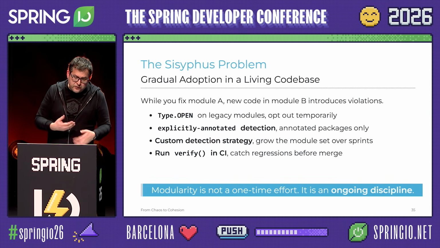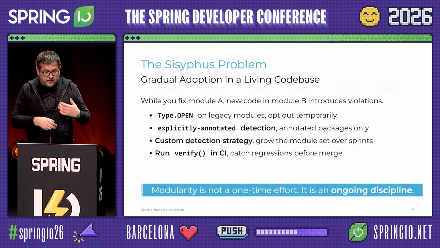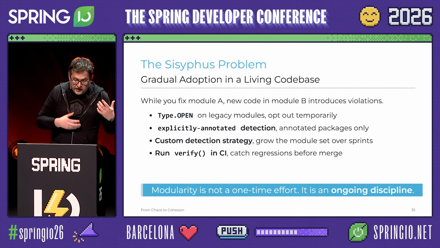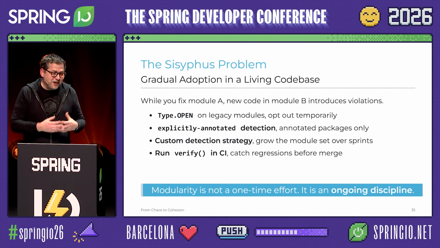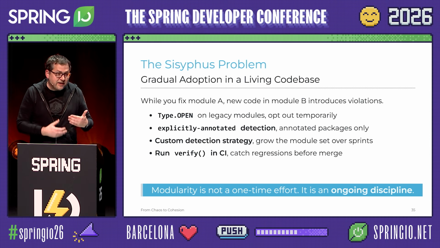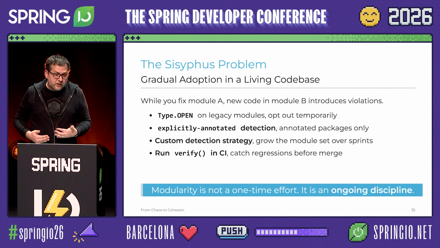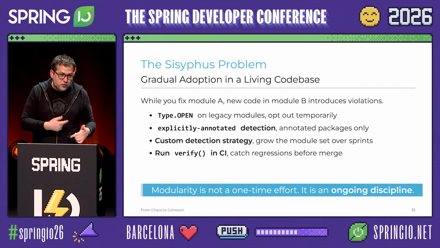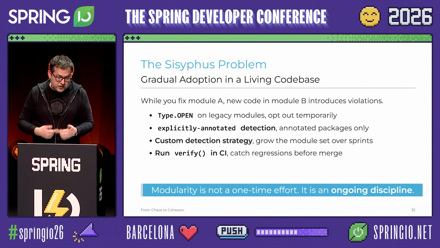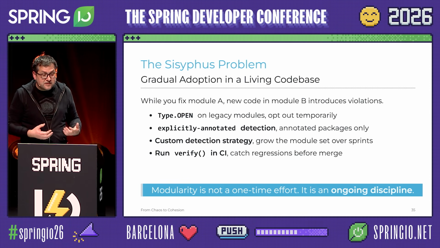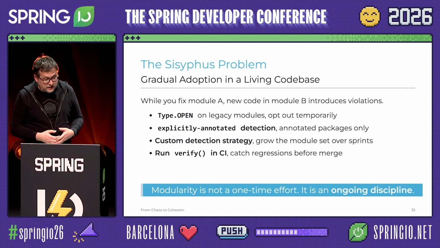Now, of course, if you're gradually adopting Spring Modulith in your code base, you will have the Sisyphus problem. Because by modularizing your code and adding new features, new violations might be introduced, right? And that means you would have to rework those later, and you are constantly working on a thing. So reworking things is definitely an ongoing discipline.